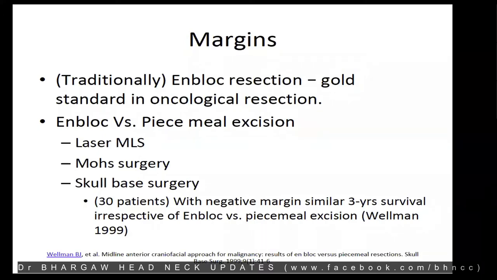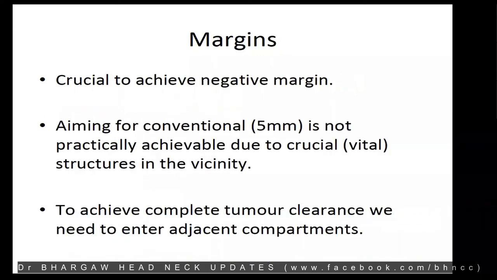So you can debulk the tumor and then get a negative margin around the base from which it is attached. So you have to get a negative margin, and when you do that, there is a similar 3-year survival, irrespective of whether you do an en bloc or a piecemeal excision. This is also seen in the various series that have been published, over more than 1,000 cases. They have used piecemeal excision most of the time, and the survival has been pretty encouraging.